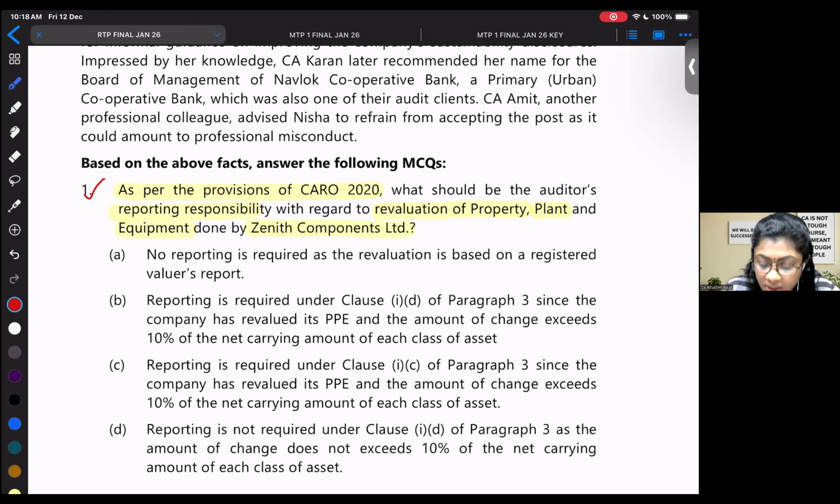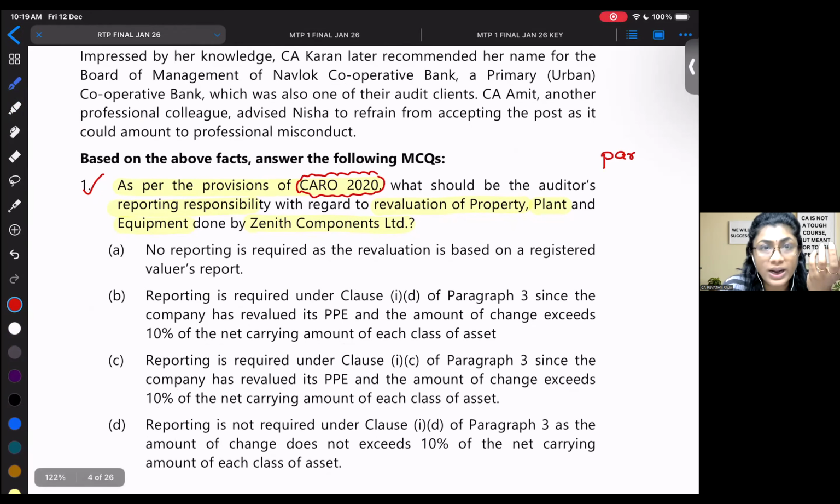Now wait, now we are hearing about the CARO. First thing, when a question comes in CARO, you have to see the applicability. Come on, let's revise also. Just rather than discussion, let's revise. CARO, which para deals with applicability? Is it para 1 or para 2 or para 3 or para 4? Come on guys, which para? Para 1. Here, which company did you see? It is Zenith Components. Zenith Components means it's not a private company, it's a public company. For a public company, CARO is applicable.